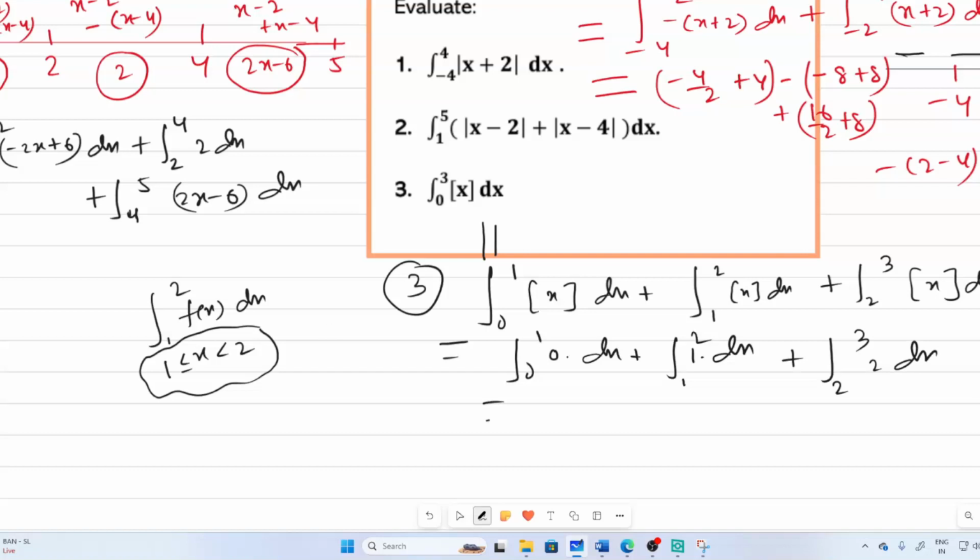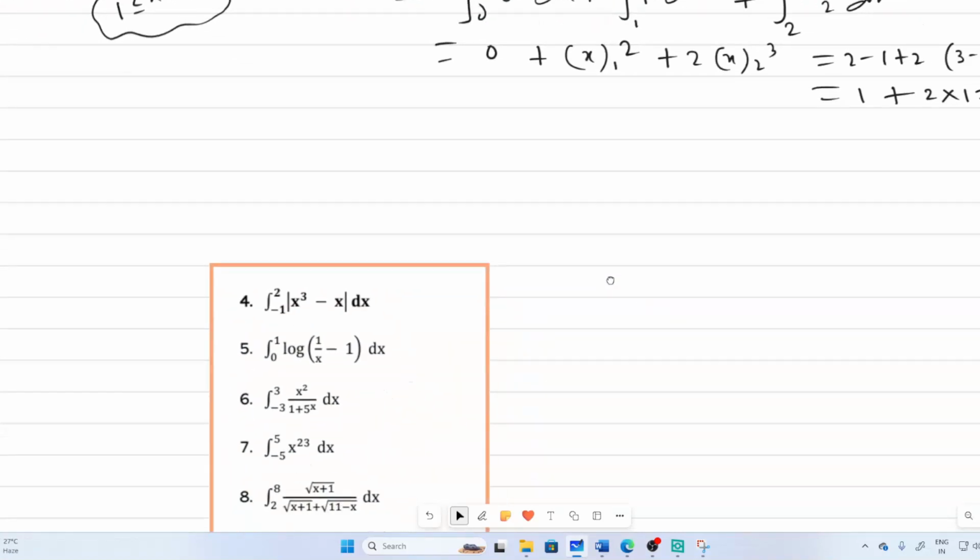Now you just integrate: it is 0, it is dx, integration of x, it is 2x from 2 to 3. So 0 plus (2 minus 1) plus 2 into (3 minus 2), which is 1 plus 2 into 1, the answer is equal to 3. Alright.